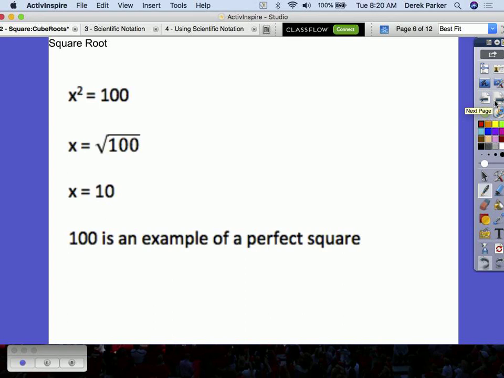X squared equals 100. You take the square root of both sides. The square root of 100 is 10. 10 is another example of a perfect square.